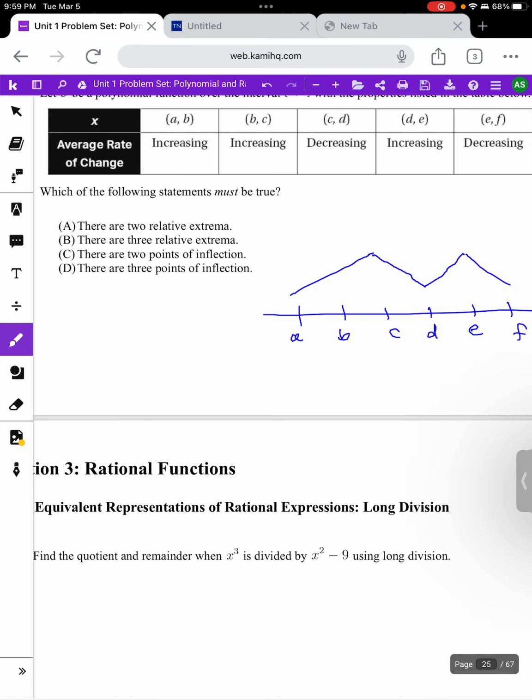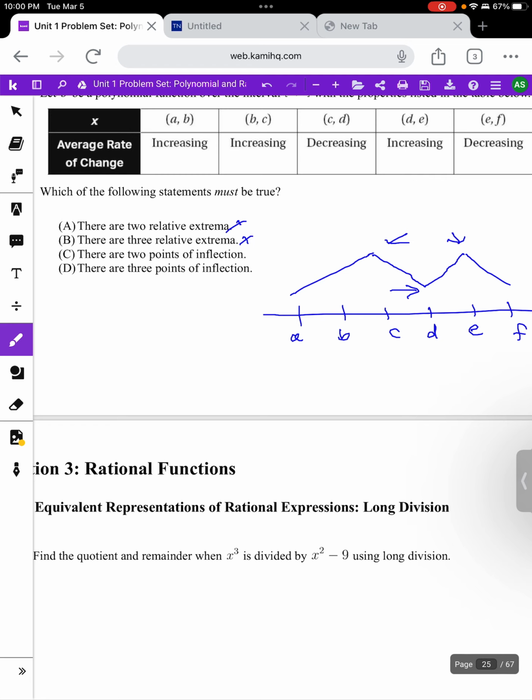All right, there are two relative extrema. That's a relative min. These would be relative maxes. But they also could just be global. We don't know that they're not global maxes. So there are three relative max extrema. No. I mean, there are, but again, we don't know if these top ones are global.